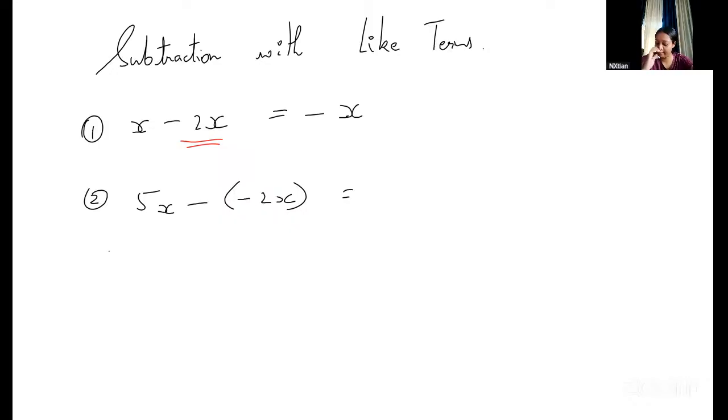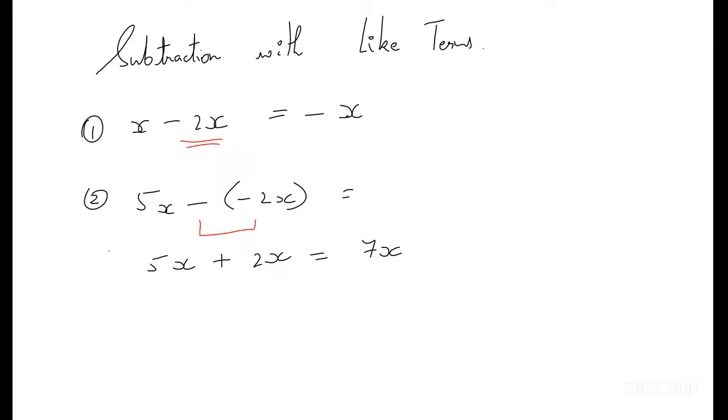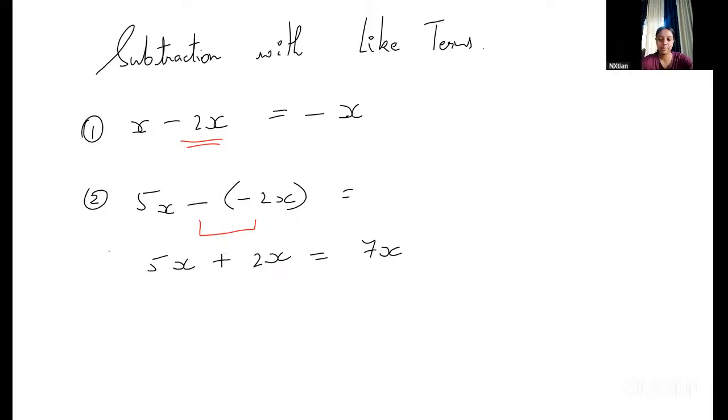Yes, 7x. Why? Because the signs come together. Yes, because minus, minus. We evaluate the signs in between. So 5x minus minus 2x becomes 5x plus 2x. How much? 7x. Good, Nathaniel. It becomes 7x. Now we are going to try out some more questions on subtraction. So try this out.